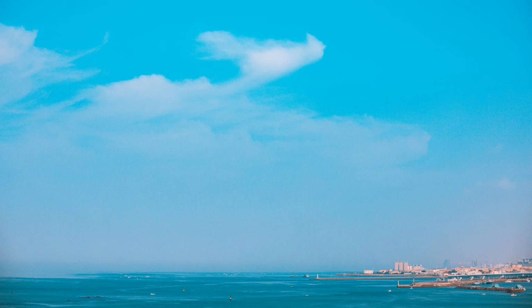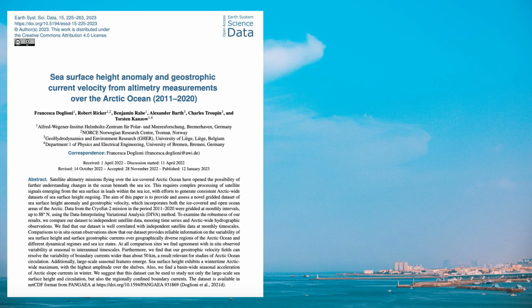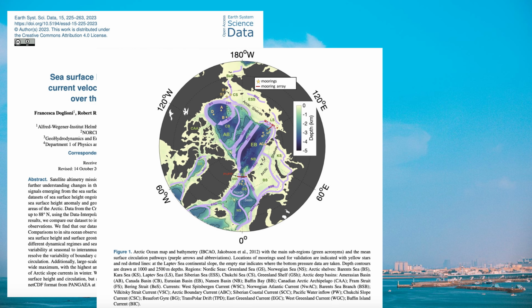This paper utilized CryoSat-2 satellite altimetry data to analyze sea surface height anomalies and geostrophic currents in the Arctic Ocean from 2011 to 2020. Figure 1 shows key Arctic regions, including the continental shelf and deep basins, main surface currents, and observation points for data verification. Results reveal the seasonal and regional distribution of SSHA, with long-track analysis highlighting seasonal flow characteristics.